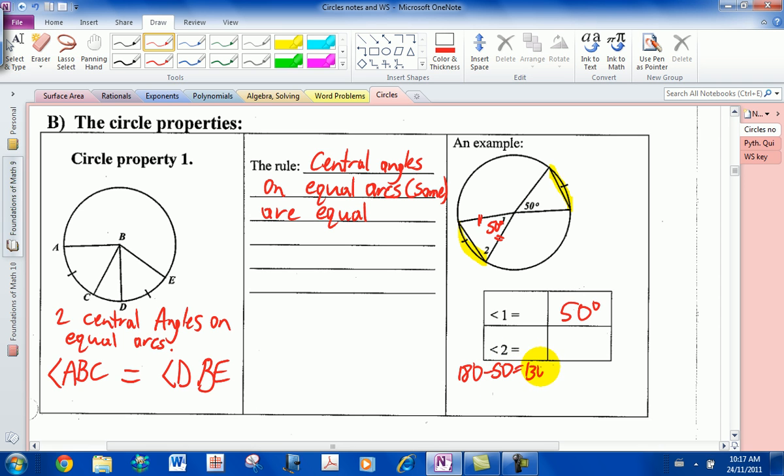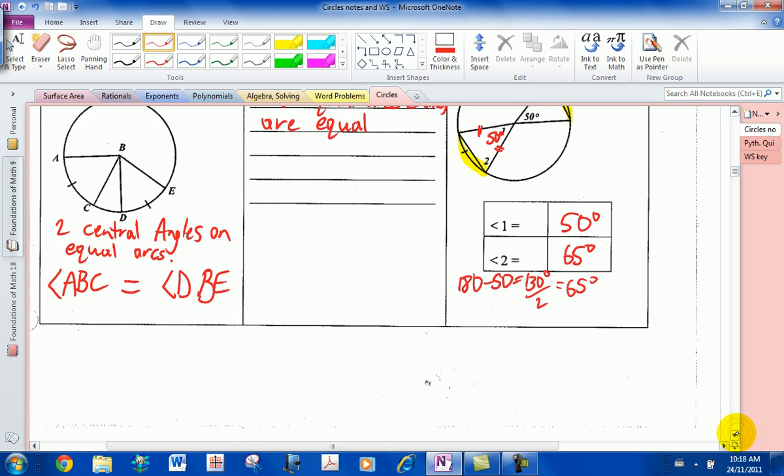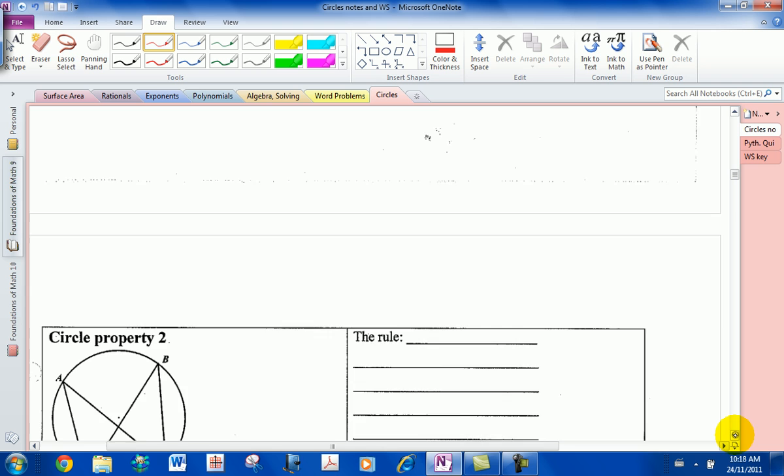That's 130 degrees. Why do I divide it by 2? You have two angles that are the same or equal. So I divide it into 2 equal parts. That's 65 degrees. So the base angles each are 65. 65 plus 65 is 130. Any questions? Okay, let's go on then.